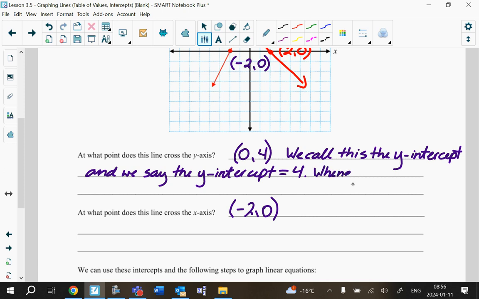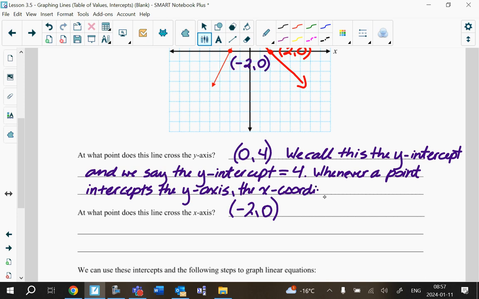Whenever a point intercepts the y-axis, the x-coordinate is always 0. That's important because that's going to help us find the intercepts when we're given an equation. Okay.